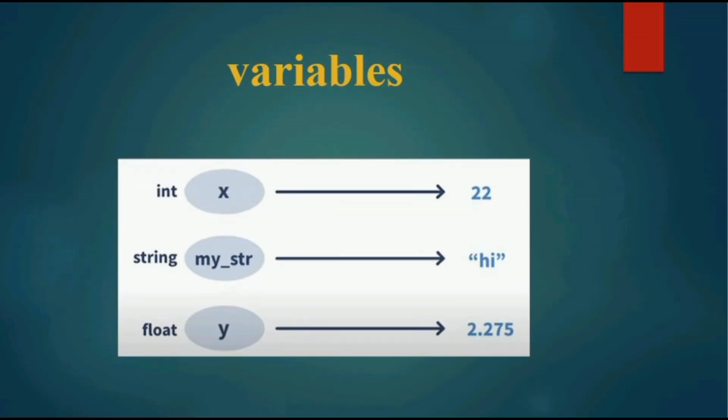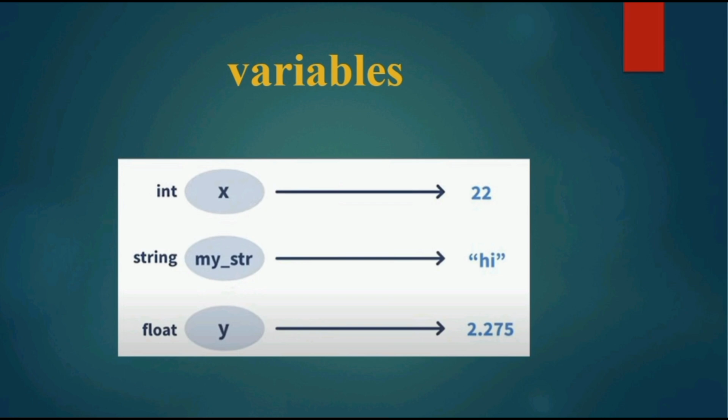Here age, name, count, total price, is_student, those are all the variables. So let's see one more example on variables. Here on the screen you can see int x equals 22 and string mystring equals hi and y equals 2.275. So we don't need to mention the data types in the Python language, whereas we mention the data types in the C language.